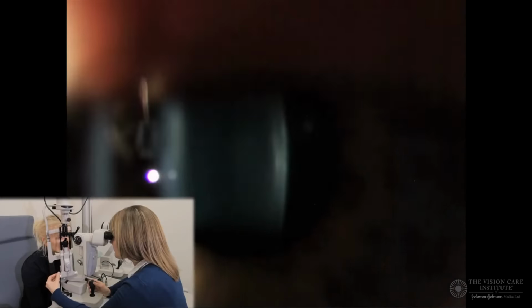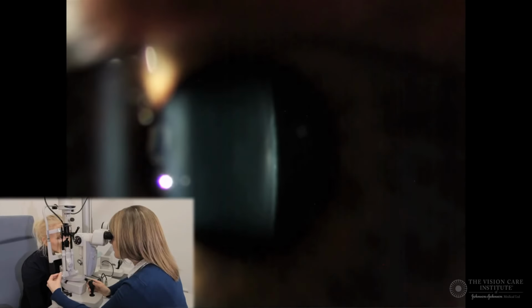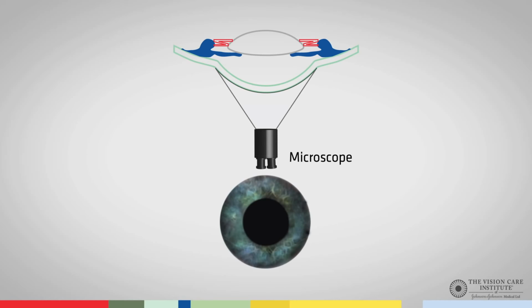Sometimes, because the pupil is quite small, we might well need to reduce the angle between the observation and illumination systems, as we've done here. We can see that the posterior parts of the lens are now clearly in focus.